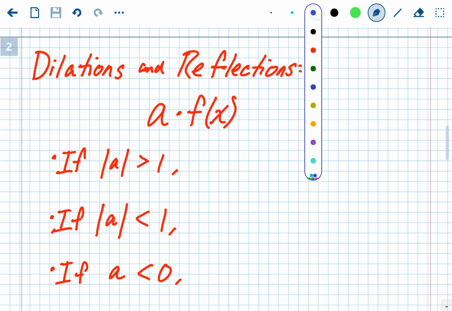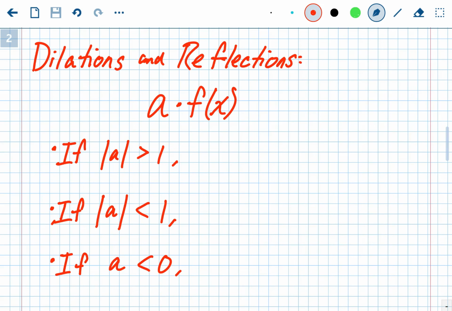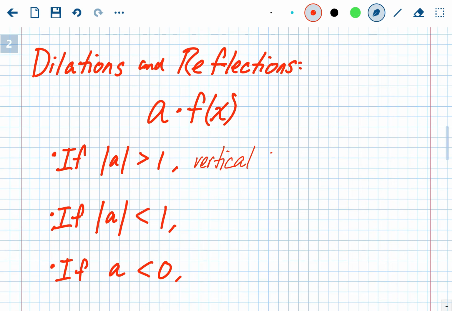Okay. There's three scenarios. If the absolute value of your a value is greater than 1, so ignoring any positive or negative part of the a value, if the number itself for a is greater than 1, then you're going to have a vertical stretch. So that's a dilation. A stretch is what we use for a dilation. So a vertical stretch by a factor of a. It's like if you took the graph by the top and the bottom and you just pulled it, okay, in both directions. The graph would get skinnier, it would stretch out.